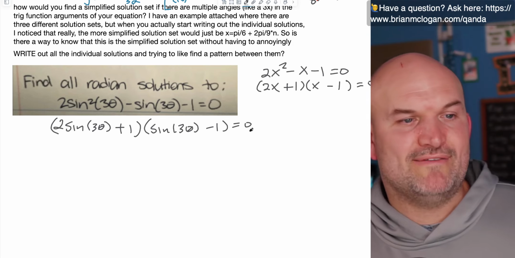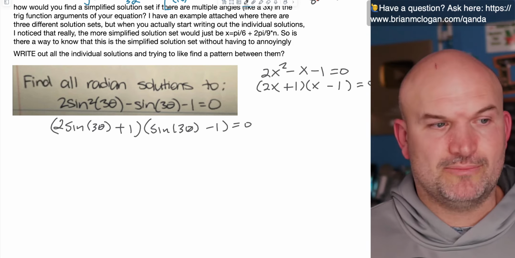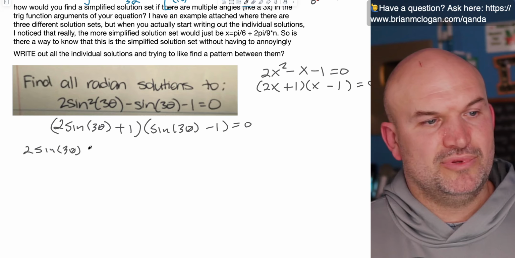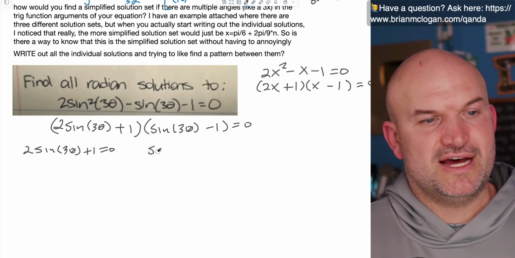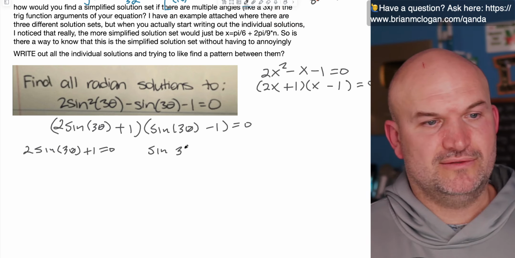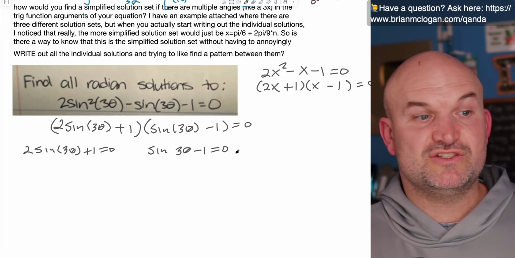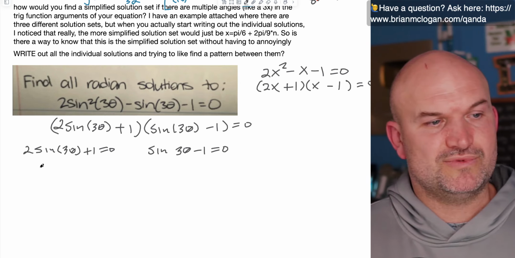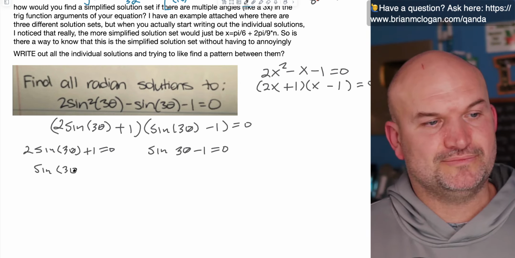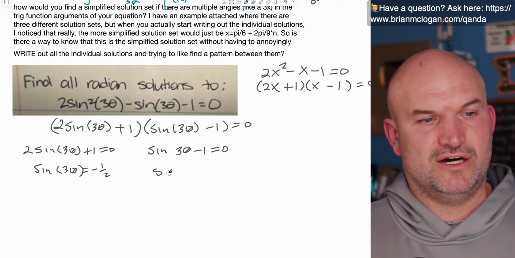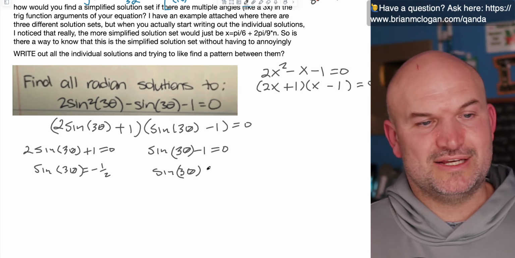So again, once you know that you have a product equal to 0, you can apply the zero product property. So I have a 2 sine of 3 theta plus 1 equals 0, and I have a sine of 3 theta minus 1 equals 0. So now use your inverse operations to isolate the trig function. So I'll subtract 1, divided by 2. So I have a sine of 3 theta equals -1/2. And over here, I have a sine of 3 theta, not 30, it's 3 theta. Sine of 3 theta is equal to +1.